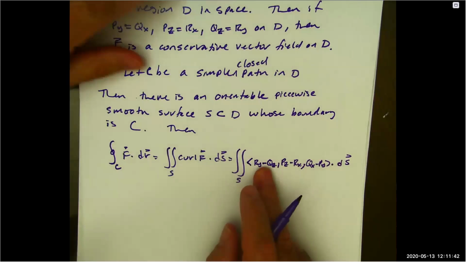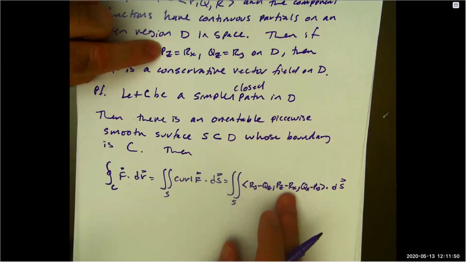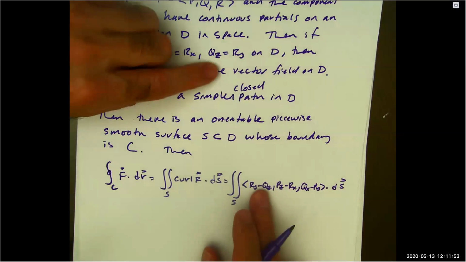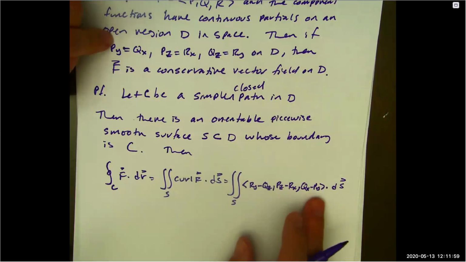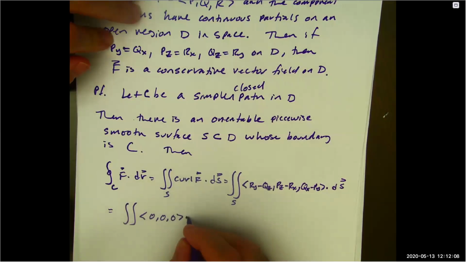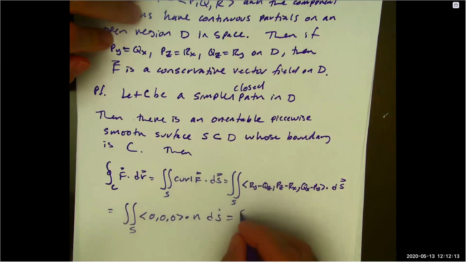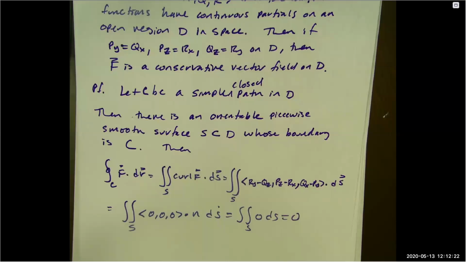But remember, we're assuming that p_z is equal to r_x, so in this case this is going to be 0. And we're also going to have q_z equal to r_y, so this is 0. And then q_x is equal to p_y, so this is 0. So this is just going to be a dot product with the 0 vector, which is just going to be the integral of 0, which is equal to 0. So we're not quite done yet, though.